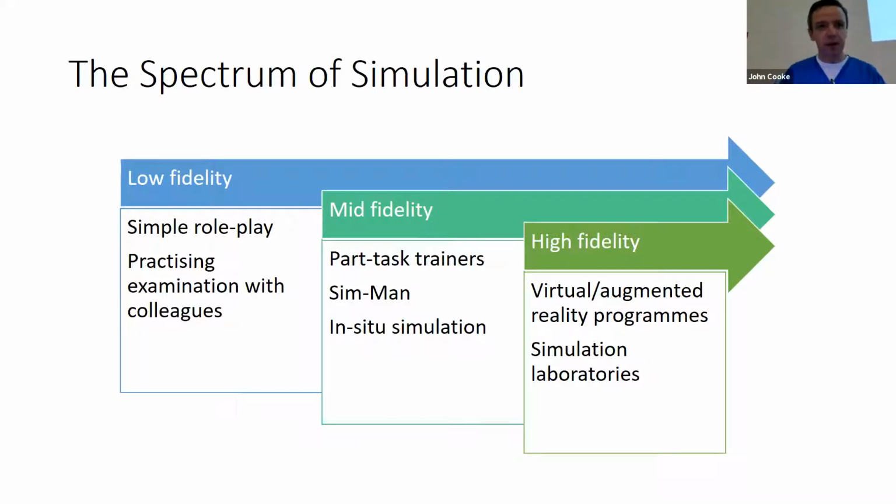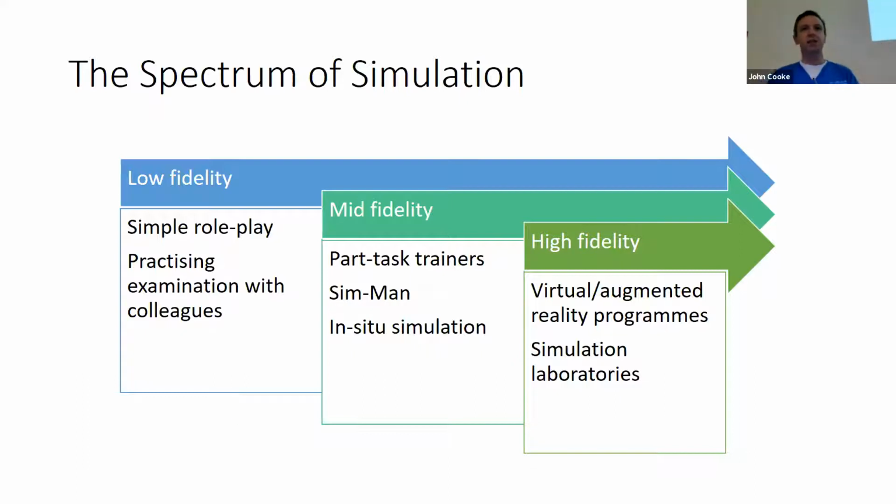And the simman can fall into either mid or high fidelity depending on the environment that it's used. So if we were to purchase a simman for this hospital and put it into a classroom somewhere and not really do anything more beyond that, it would be at best mid-fidelity. Whereas if we were to purchase a simman but also invest a lot of money in creating a laboratory that looks exactly like an emergency department or whatever it is we want to simulate, well then we'd be into high fidelity.